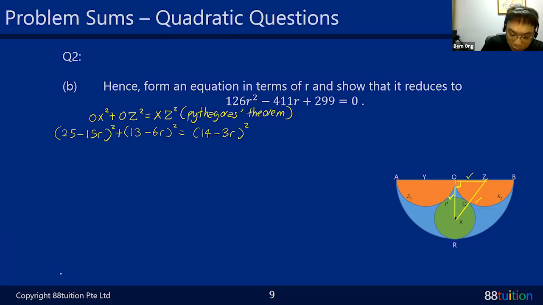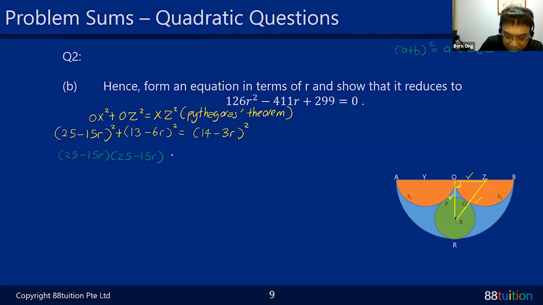If you cannot, then you might have to write it out like that: 25 minus 15R, 25 minus 15R, and do the rainbow method slowly. Or the best thing is to use your algebraic rule number 1: A plus B bracket squared is equal to A squared plus 2AB plus B squared. That one will actually be faster.